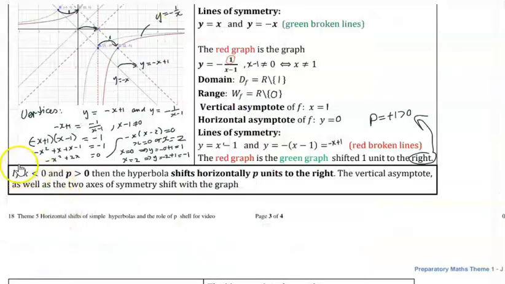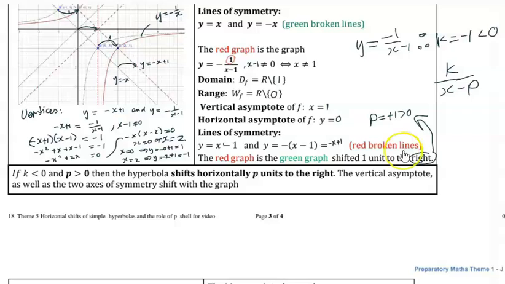So in this case, K is negative. Remember that minus 1 over x, we can write as minus 1 over x minus 1. Therefore, my K is equal to minus 1, which is less than 0. So that's why I say K is negative. But P is positive because in the formula we have K over x minus P. So my P is positive because I had x minus 1. So my P is equal to 1, which is positive. I've also written it there.